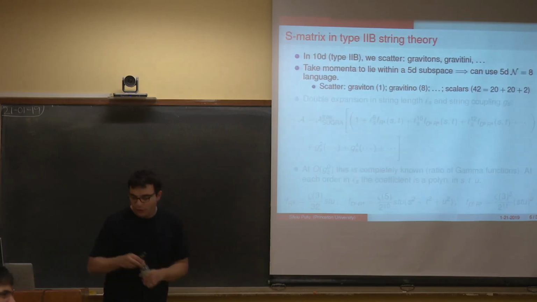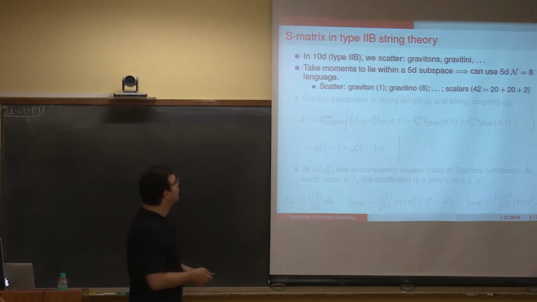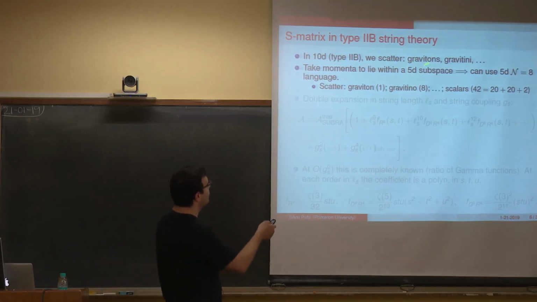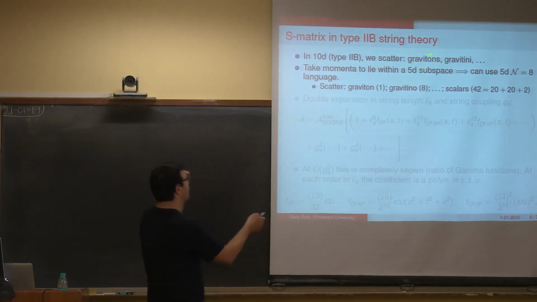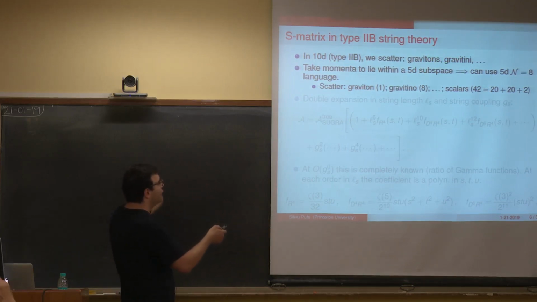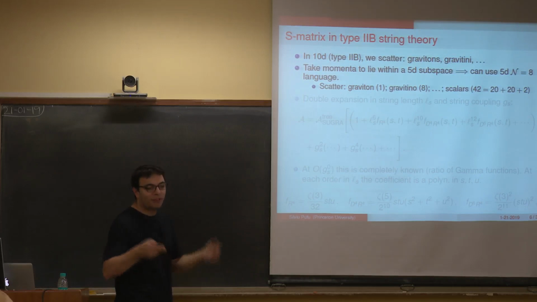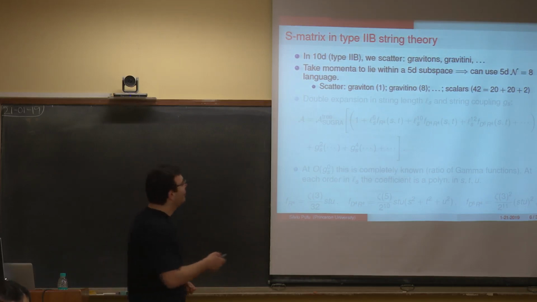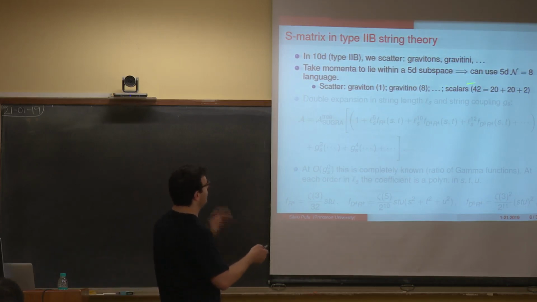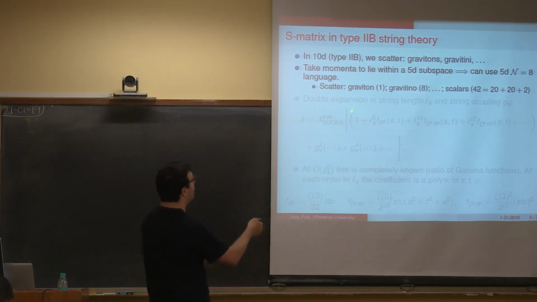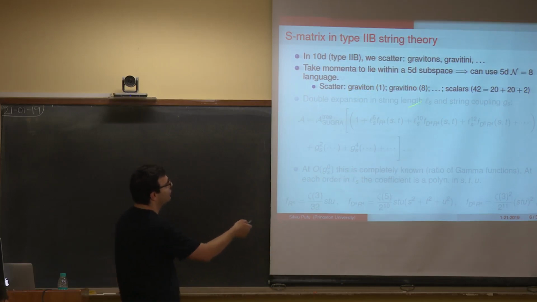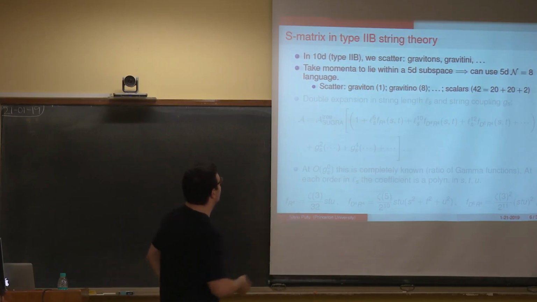Right. Okay, so that's 11D. In 10D, we can scatter, it's the same idea. We can scatter gravitons and their superpartners. In this case, I'll take the momentum to lie within 5 dimensions. Because of that, we can use 5D N=8 language. In 5D N=8 language, it's the same story as before. We can scatter gravitons, gravitinos, and so on, up to scalars. In this case, there are 42 scalars.